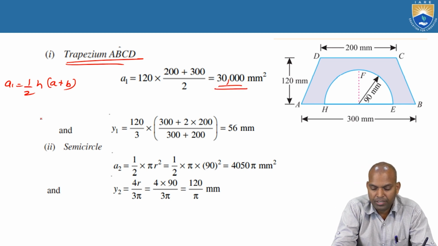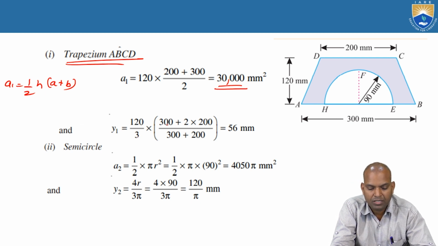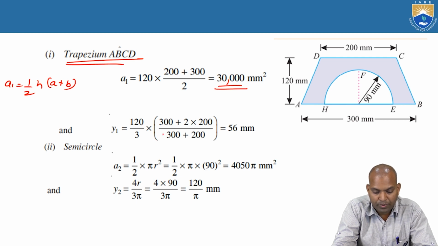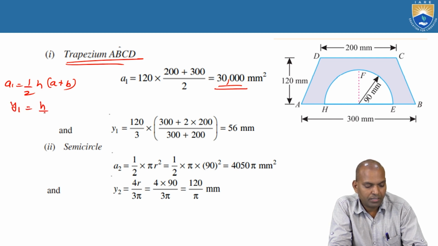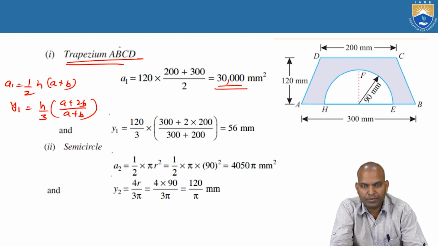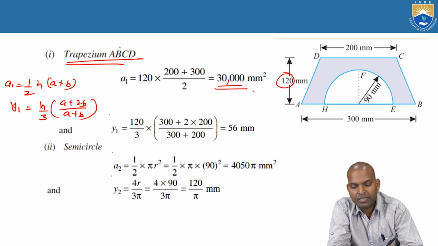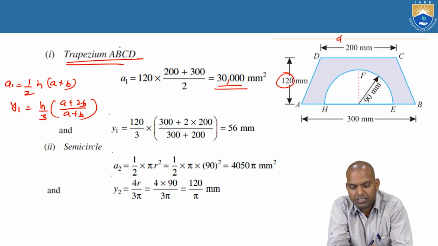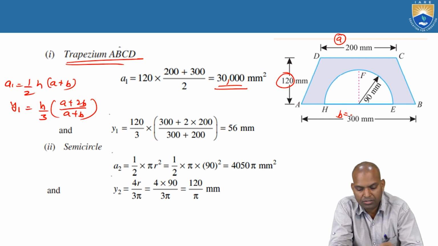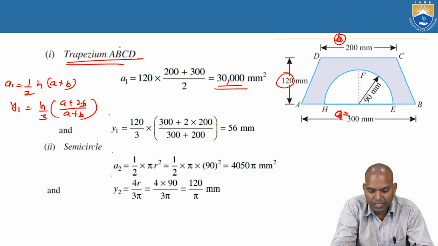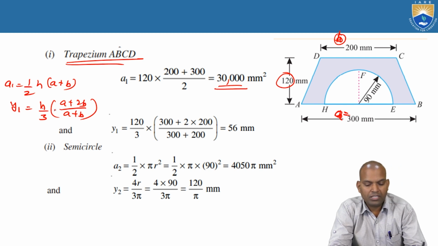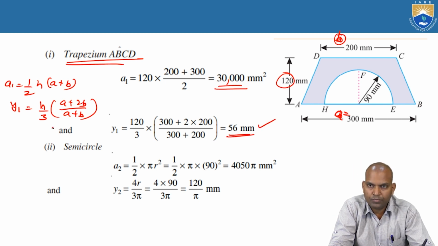What about y1? y1 is h by 3 times a plus 2b by a plus b. This is what we have calculated in previous sessions for the trapezium. So h, the height, is 120 millimeters, a is 200 and b is 300. Substituting, y1 is 56 millimeters.